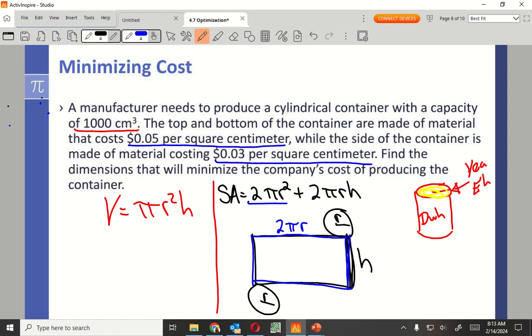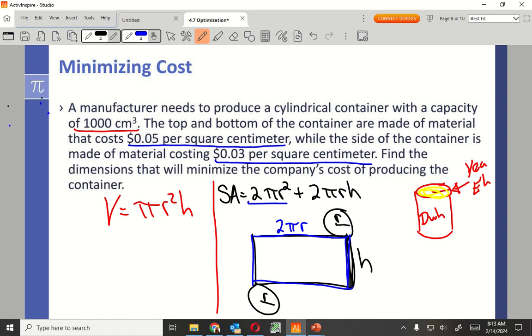So let's go back to what we were talking about yesterday. If I'm optimizing surface area, what do I need to do? Yesterday we learned to make it equal to 0. What equal to 0? The derivative. The first derivative, right? I need to put the derivative equal to 0 to optimize it.